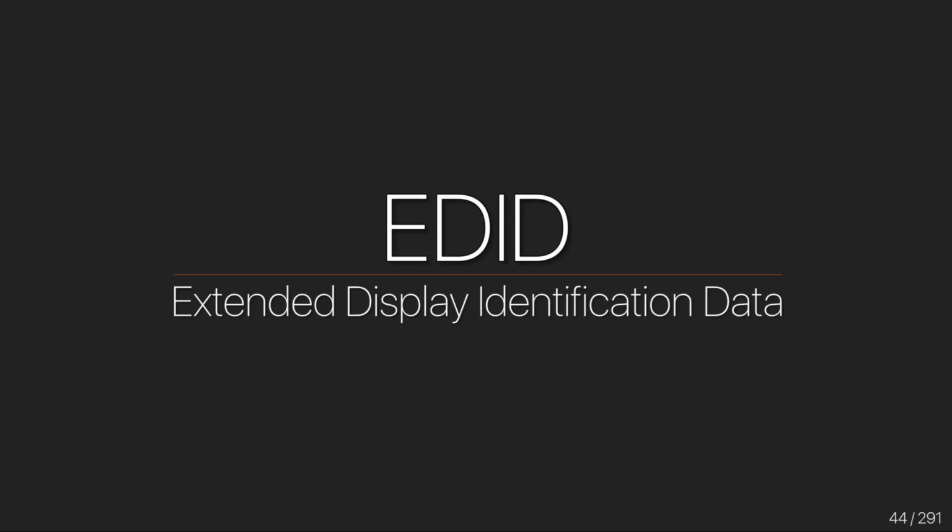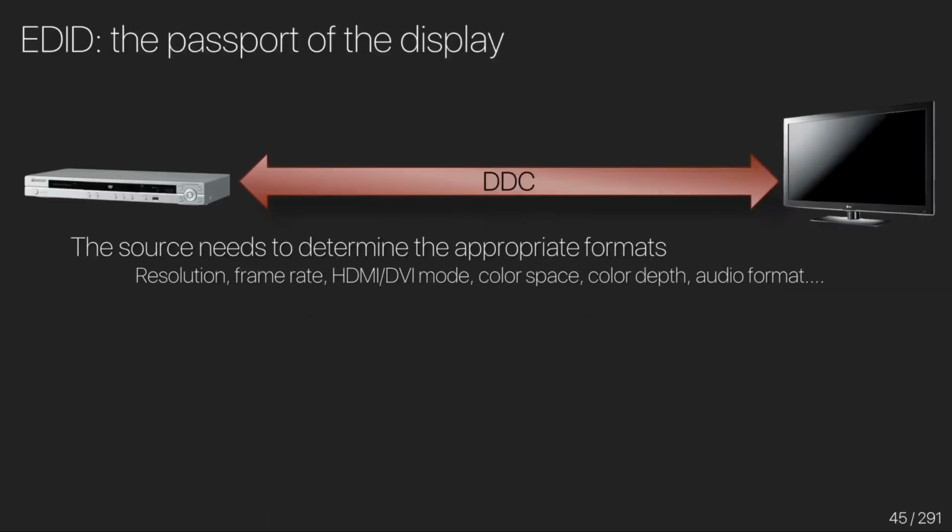But let's continue with EDID. I say EDID. Some people say EDID. I guess it kind of depends where you're from, maybe. But what is EDID? We say that it's the passport of the display because it contains every piece of important information about the display, the manufacturer, the product type, date of production, serial number. But the most important would be the supported resolutions and refresh rates. So why did we introduce EDID?